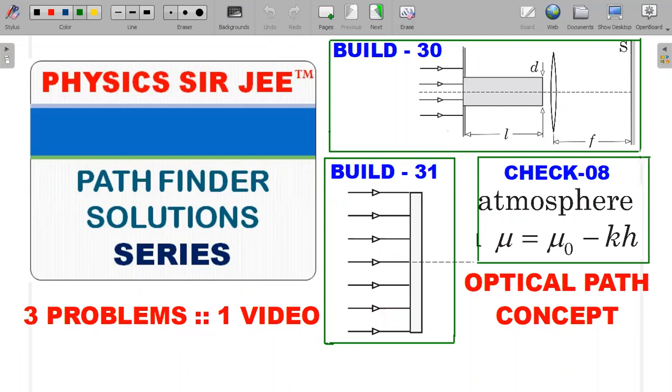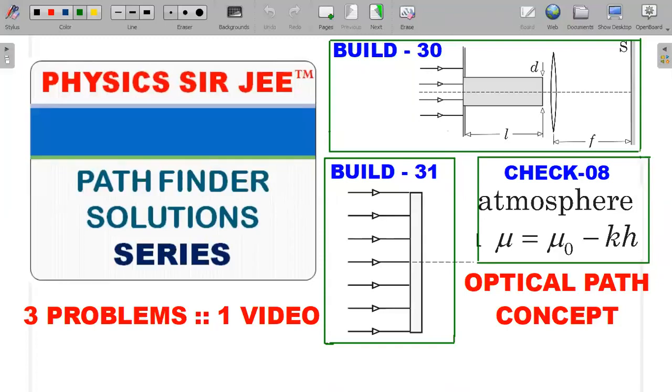We are in the Pathfinder Solution series and I have brought forward to you a very important concept through the problems of Pathfinder, which is going to be solved using the optical path concept. I'll be taking up 3 problems in that book which cater to this particular concept. We'll first go through the required understanding of that concept before we jump into the problem solving of the ones that I have put on the thumbnail.